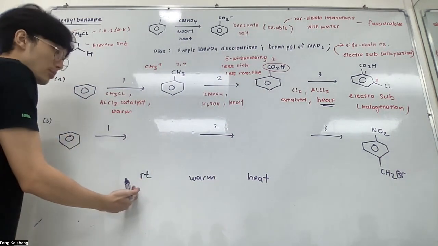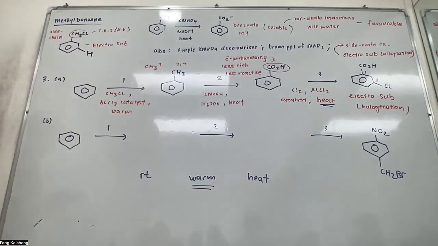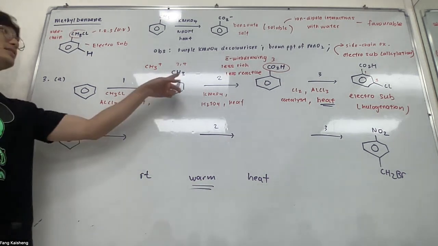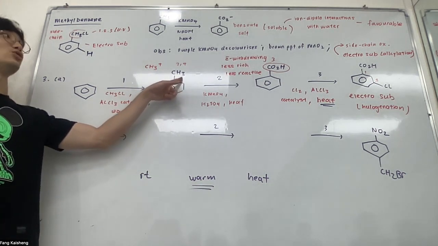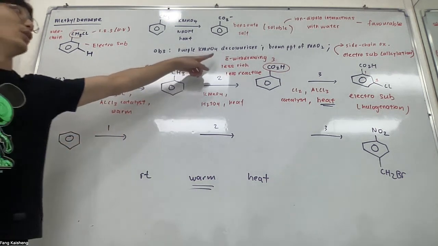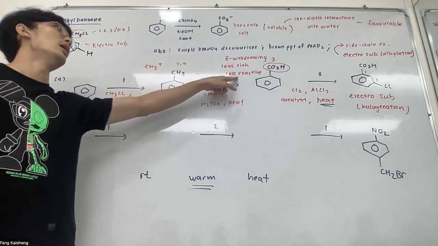Milder conditions is room temperature. Stronger conditions is heat. The neutral one is just warm. Can see that? Okay, warm is just a normal benzene. No effect, no add-ons. Okay, on the other hand, guys, CH3, what will happen? CH3 is a what effect? Alkyl groups are donating, which makes the benzene more rich, which makes the benzene more reactive.